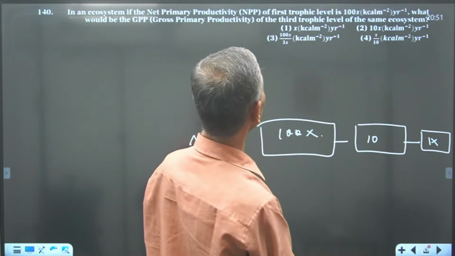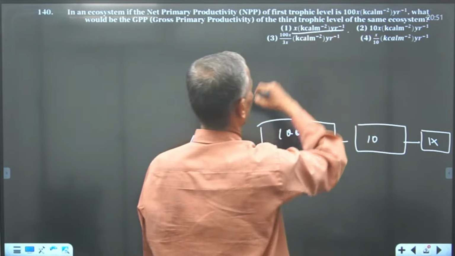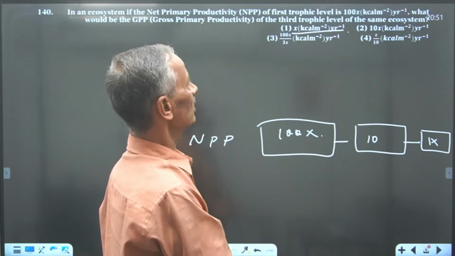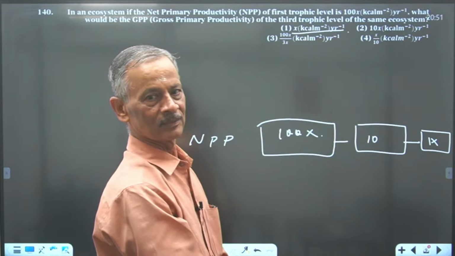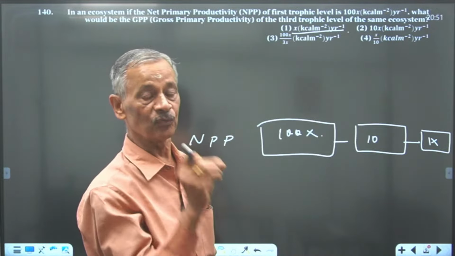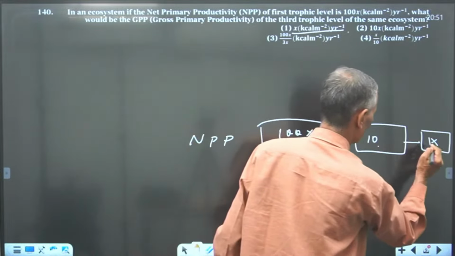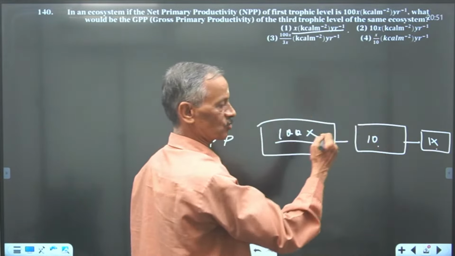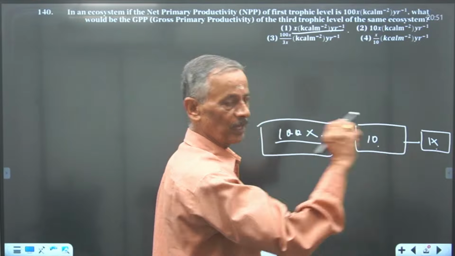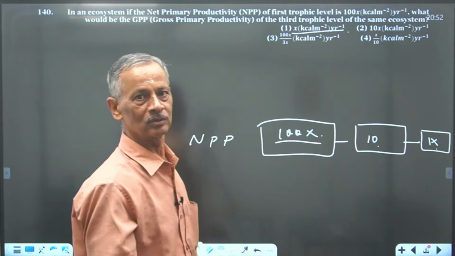So the answer is x kilocalories per meter square per year. I have told you that you should work it out. You should draw a diagram if you are having any confusion. Whatever may be the value here, 10% goes to the next one, 10% to the next one. So it goes on dissipating as per Lindeman's law or 10% law. Is that clear?